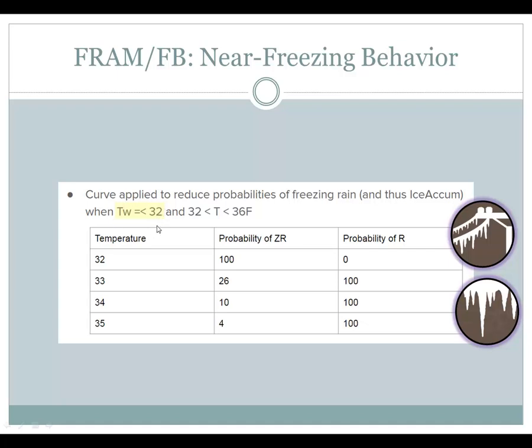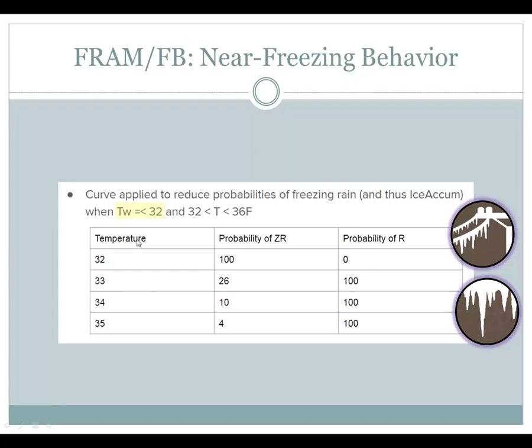So here I'm going to just talk about the curves that we put in place for the probabilities of freezing rain and rain. So this is for cases where the wet bulb temperature is at or below freezing and the temperature is at freezing or above. Above freezing here in this scenario. So at 32 degrees, our probability of freezing rain with a wet bulb temperature of freezing or less is 100%. Our rain probability is 0.